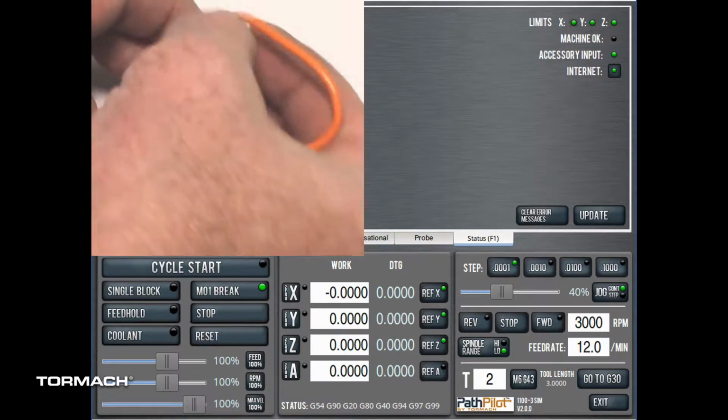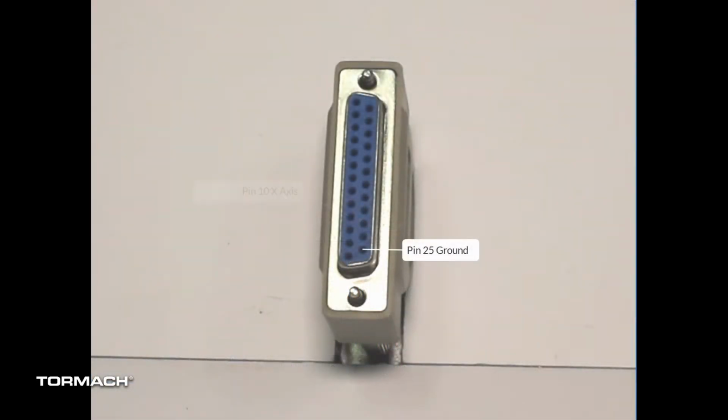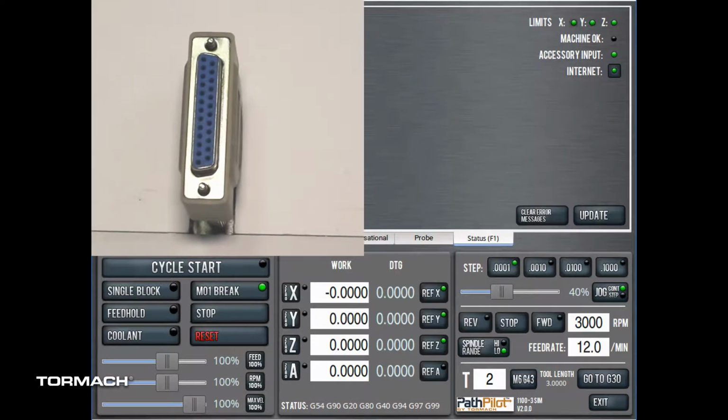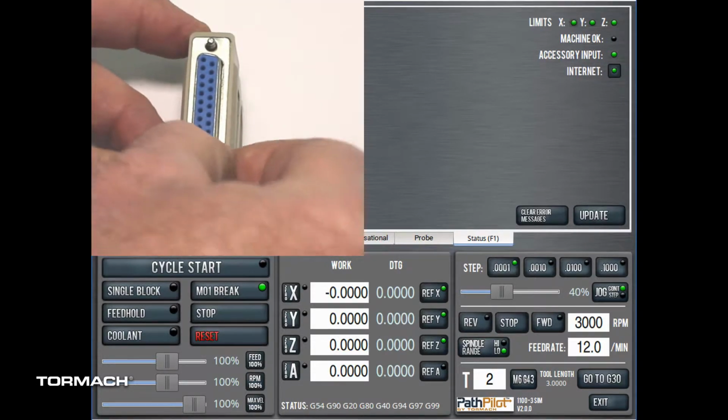The axes indicators represent a fault in the axis travel when illuminated. These lines are normally grounded during normal operation and ungrounded when a limit switch is tripped. Accessory input operates similarly. Test these signals by grounding each pin to the jumper and observing the illuminator.